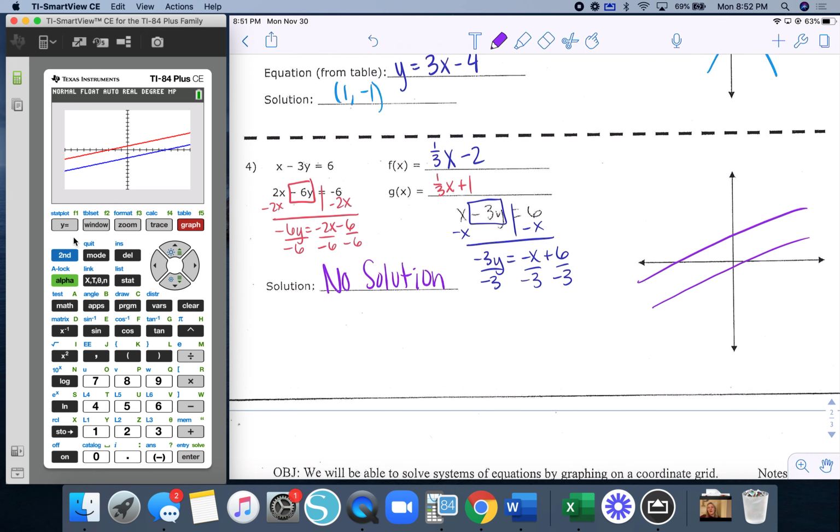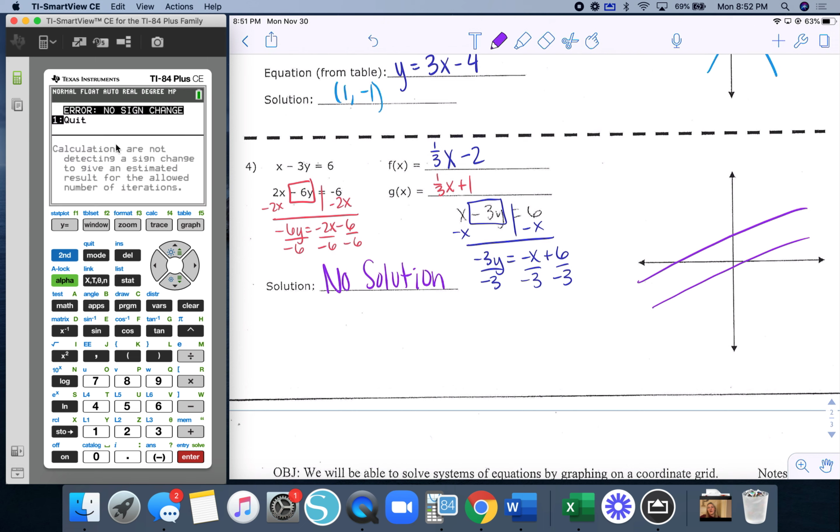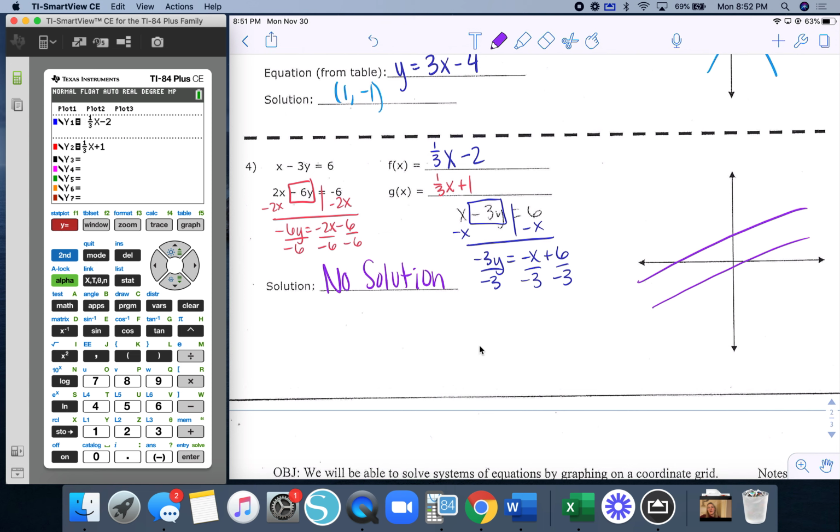If you didn't catch that, you could click second, trace, 5, enter, and it'll tell you the calculations. There's an error, there's no sign change, lots of notifications here, because there's not going to be an intersection.